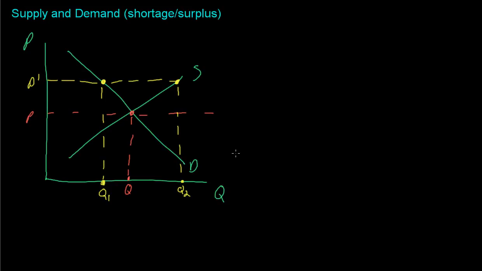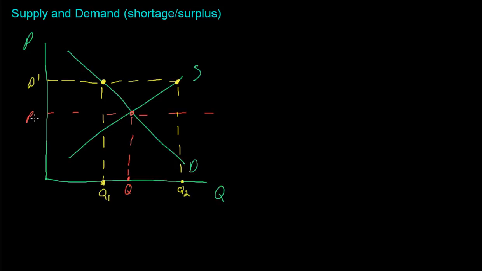So in this video I want to talk about shortages and surpluses. The normal supply and demand diagram we're used to seeing is the part that's in green and then in red. We have demand, which is downward sloping, supply, which is upward sloping, and then we have an equilibrium price and quantity. So what happens if we fix price above the equilibrium?